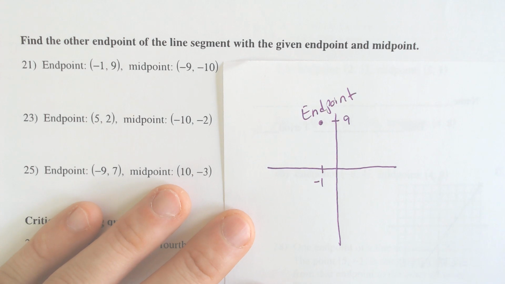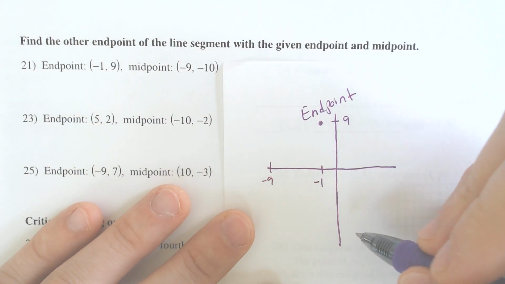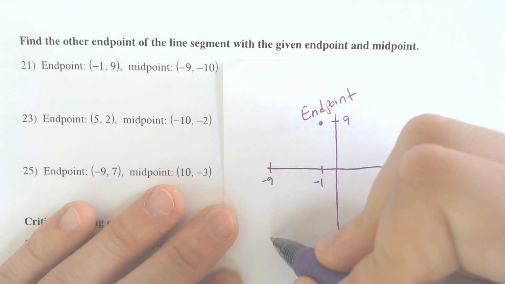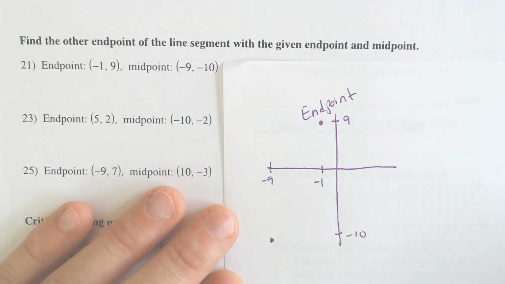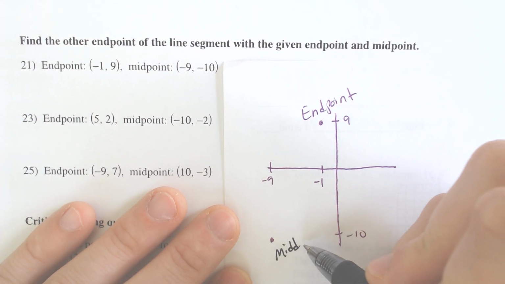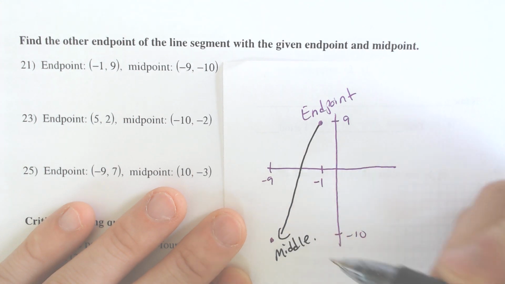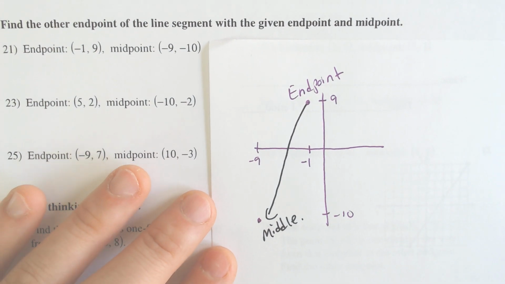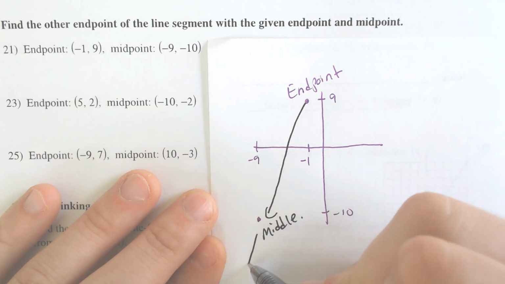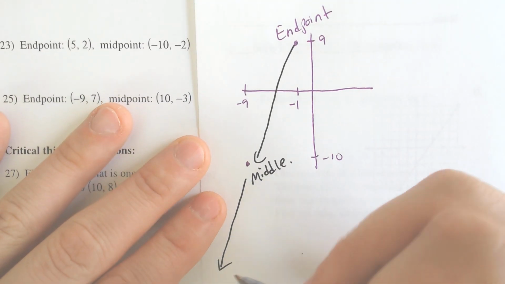That is an endpoint. And then if I plot the point at -9, -10, that is the other endpoint. Not the other endpoint, that is the middle, or the midpoint. So what did we do to get from there all the way to the middle? Well, we went down by a whole lot and we went over by a decent amount. Whatever we did, we have to do it again. And then we get the new point.